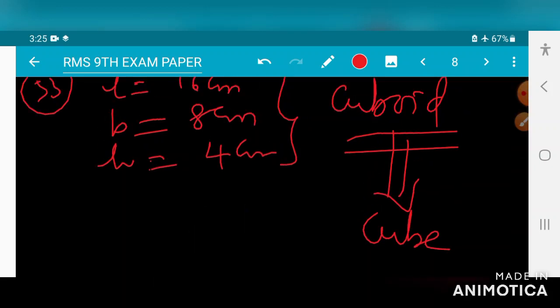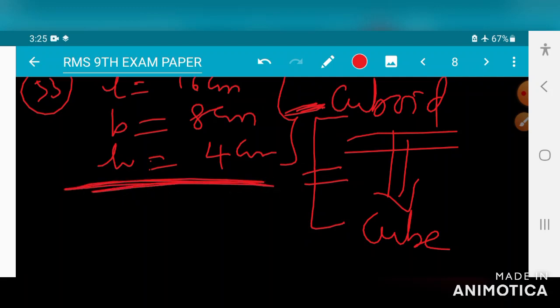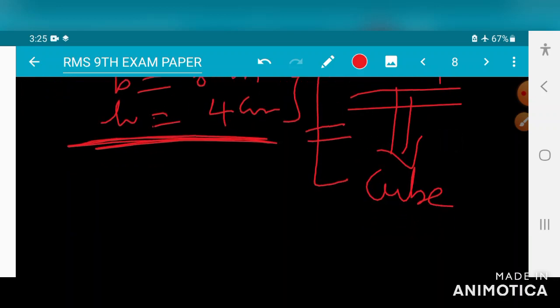When the cuboid is melted, the volume of the cuboid is equal to the volume of the cube. Why equal? We are recasting from a cuboid, so the volume does not change. That's why I am taking the volume of a cuboid equals the volume of a cube. Let's do it. What is the volume of a cuboid?